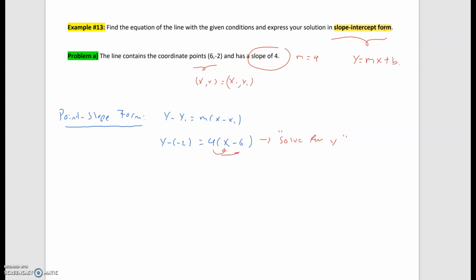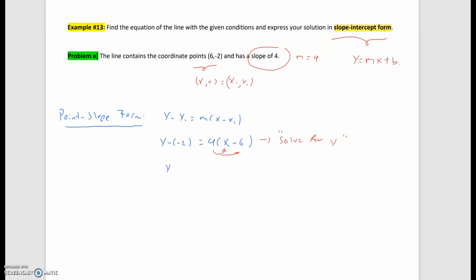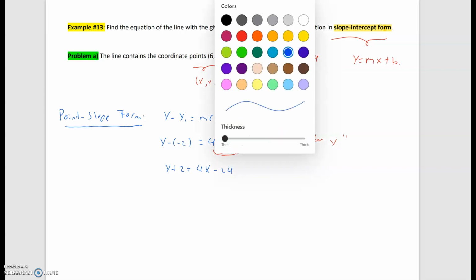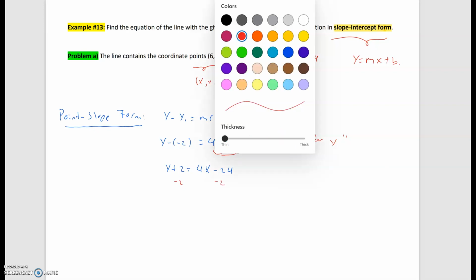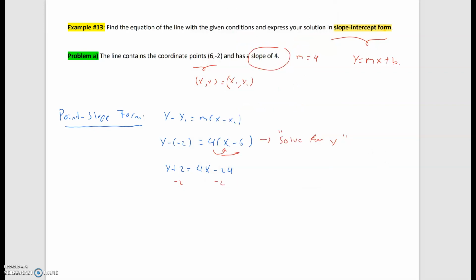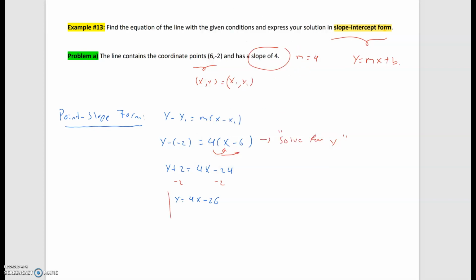which means distribute the 4. And then we're going to end up with y plus 2 is equal to 4x minus 24. And then we'll do the subtraction of the 2's. So our main solution here is going to be y is equal to 4x minus 26. So here's the solution of the line.